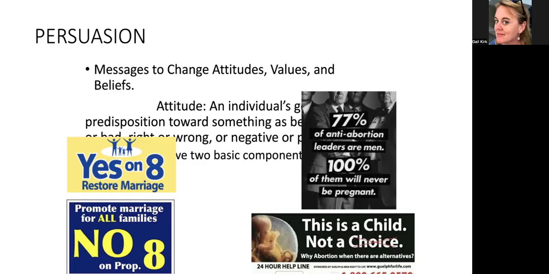So, these are some things that people have thought are good or bad or right or wrong, right? I know Prop 8 was marriage equality. Yes on 8 was restore marriage to only one man, one woman. Anti-abortion, they believe that it's wrong. Pro-choice believes that it is not wrong, right? So you see this attitude towards these two topics.